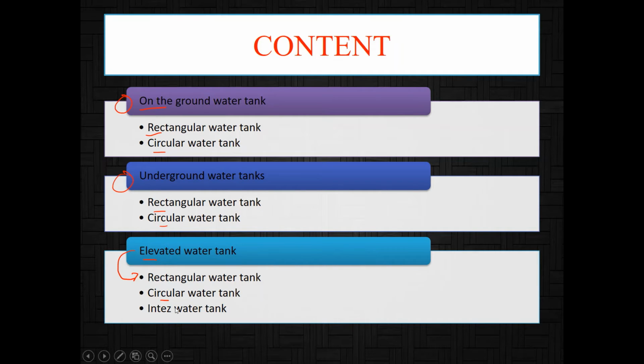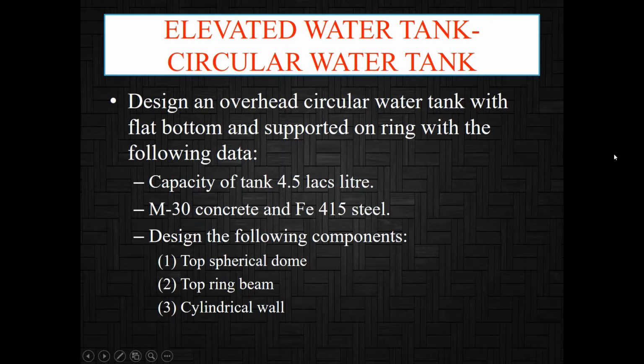So, elevated circular water tank, here is the example. We have to design the top spherical dome, top ring beam and cylindrical wall. We have a capacity of tank, M30 grade of concrete and Fe415 grade of steel. Now we are going to design the overhead circular tank.